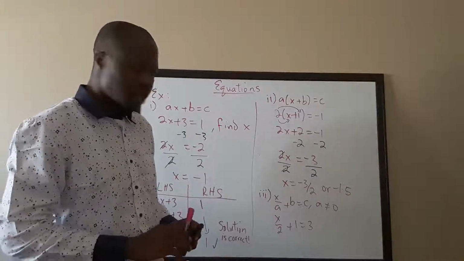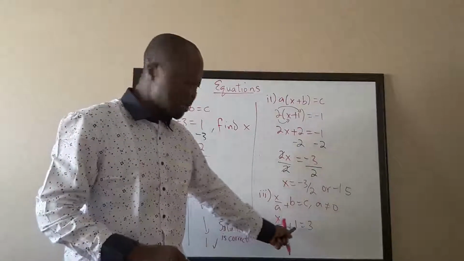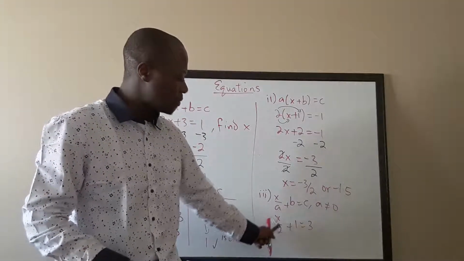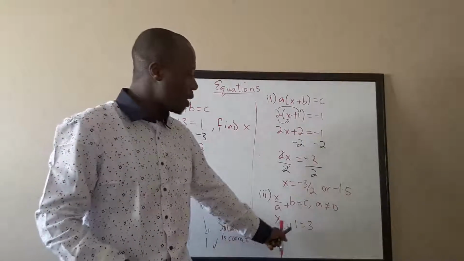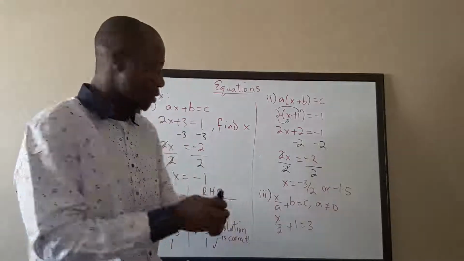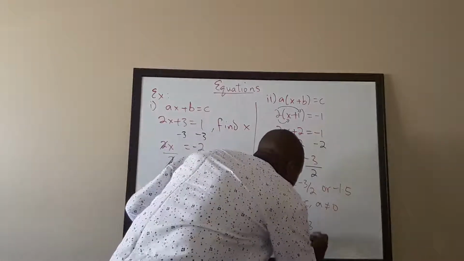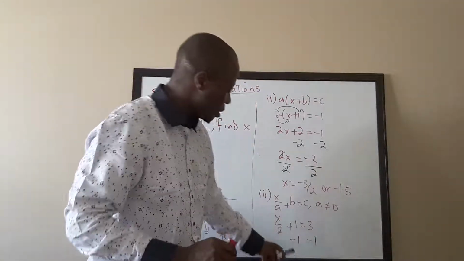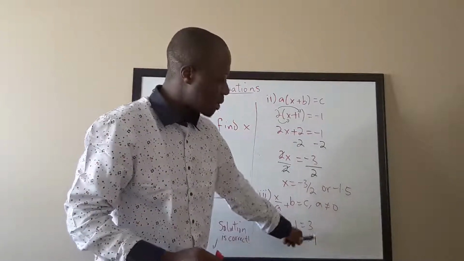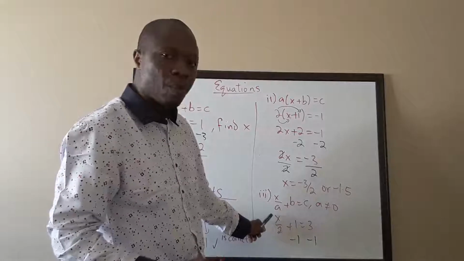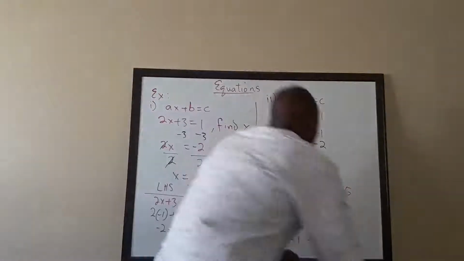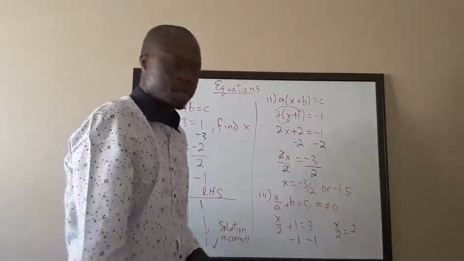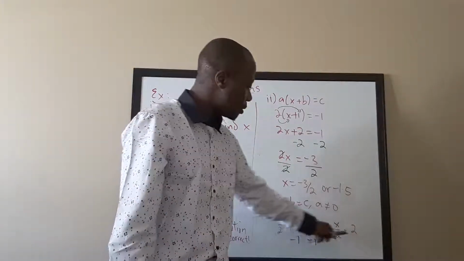So, we have to get rid of this first, which is not attached to the x. And secondly, we'll get rid of this divided by 2. So plus 1, the opposite is minus 1. So I'm going to minus 1 from each side. So now, this is gone. 3 minus 1 is 2. So on the left side, I'm only left with x over 2. So x over 2 equals 2.